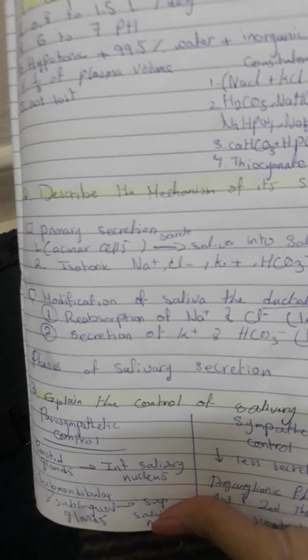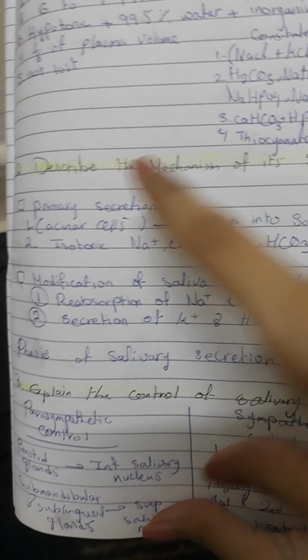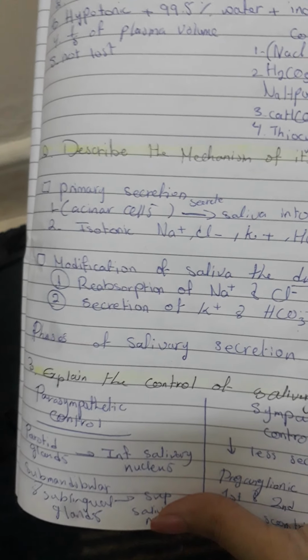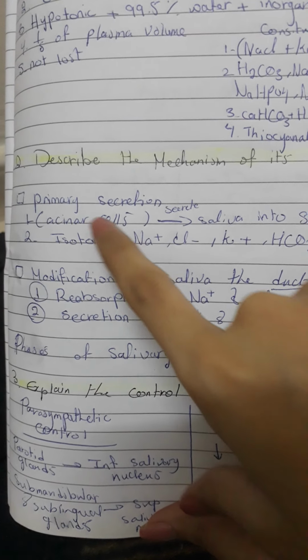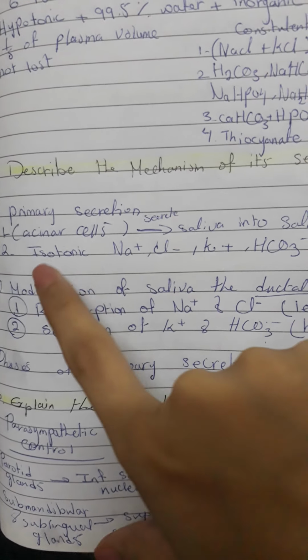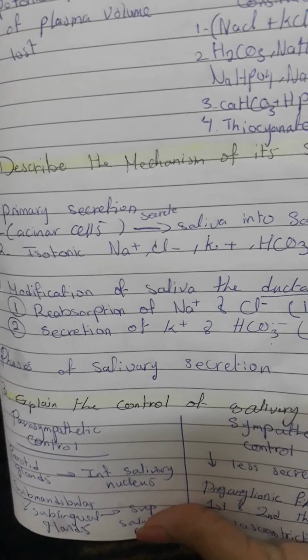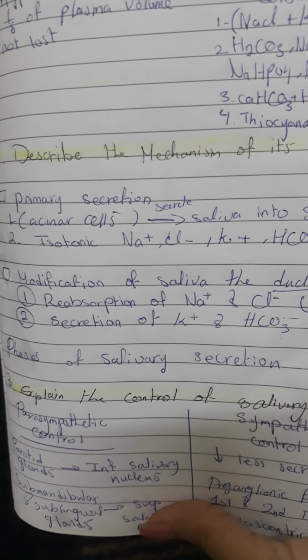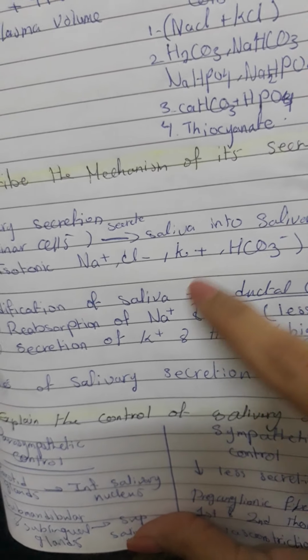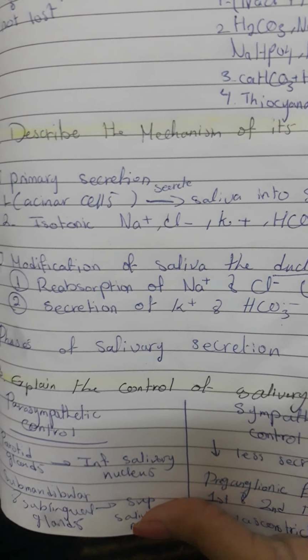So let us move to the second learning objective, the mechanism of the saliva. First we have primary secretion. There are cells called acinar cells. They secrete saliva into the salivary duct and it is isotonic. That means the sodium and chlorine concentration inside the saliva is equal to that of the plasma, so it's isotonic.